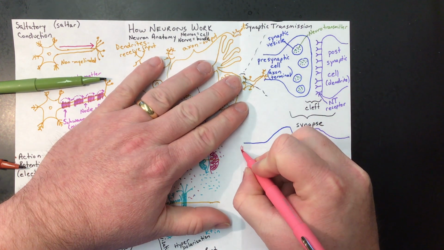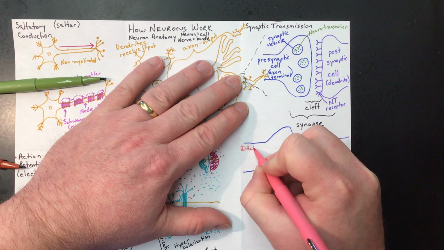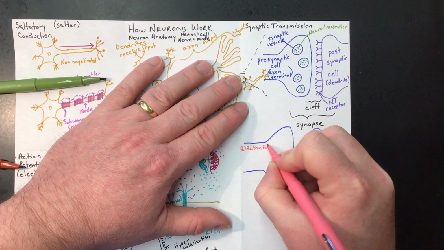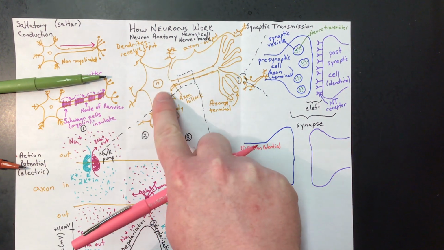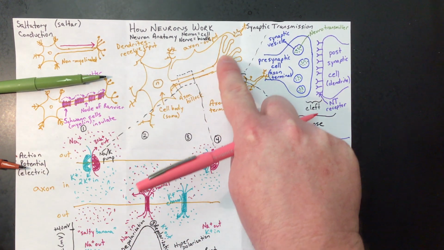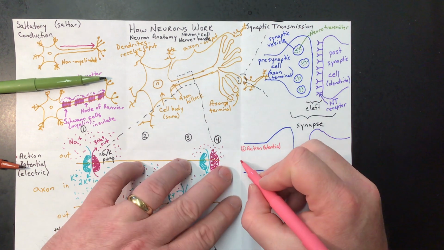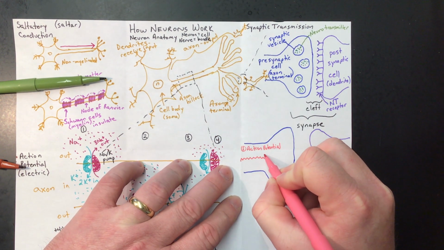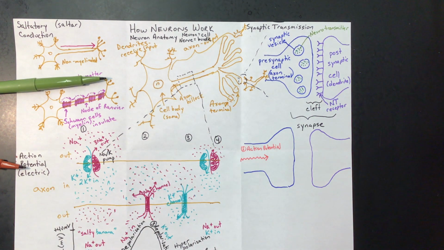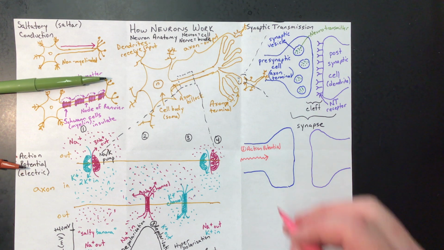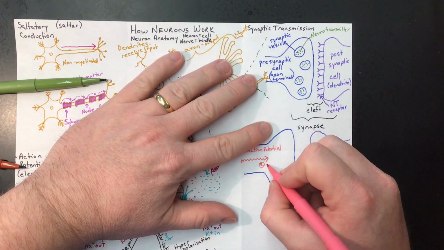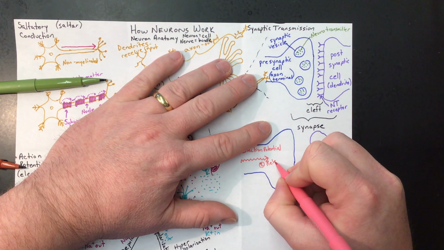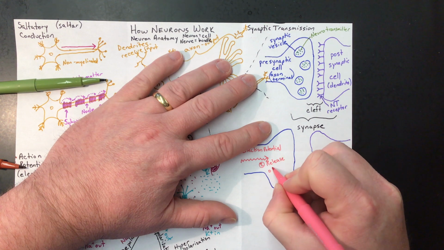The first step is going to be the action potential. Now, remember that action potential came down the whole axon, went to the axon terminals, and now that action potential got to the end of the axon terminal. So what happens is now we get to step 2, and that is the release of neurotransmitters.